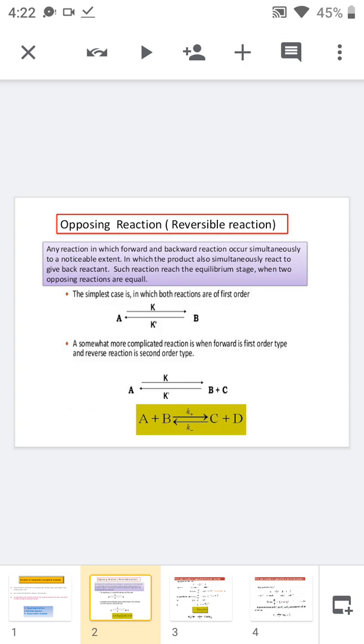So these are the three different types of opposing reaction. First one is where the forward and backward reactions are of first order. Second one is where the forward reaction is first order and the backward reaction is second order, or the forward reaction may be second order and the backward reaction may be first order. Then the third type is where both the forward and backward reactions are of second order. Let us discuss each type in detail.